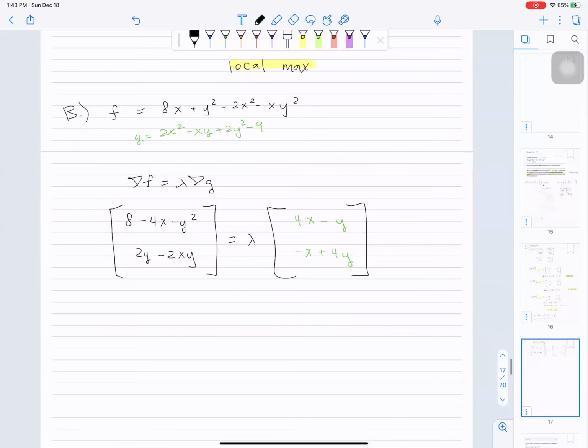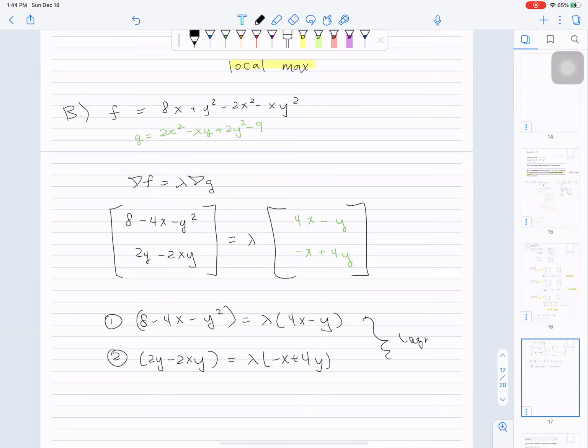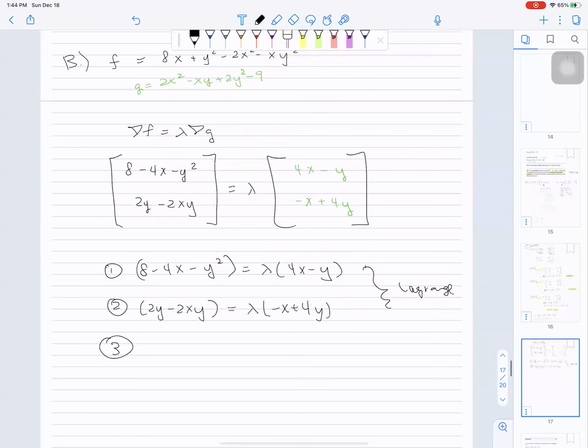Okay, so I have two equations so far from this formula. I have this equals lambda times (4x minus y). I have 2y minus 2xy equals lambda times (negative x plus 4y). But don't forget, this was from Lagrange. We always also add in our constraint equation. This is from the constraints. They said just set it up, we don't have to solve. This is the setup. We have two equations from Lagrange plus our constraint equation.